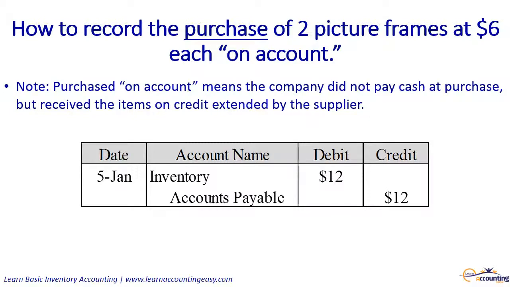But that is what we mean by purchased on account. So the entry is very simple. We're going to debit inventory $12, and instead of crediting cash, we're going to credit this accounts payable account. And that is a liability account, so that means that is an amount that we owe to a supplier.